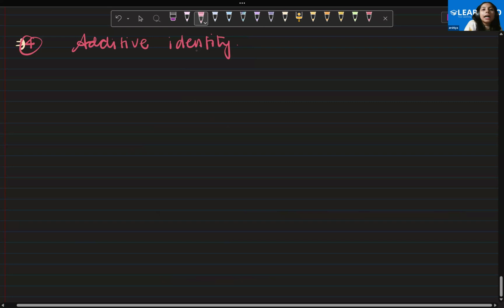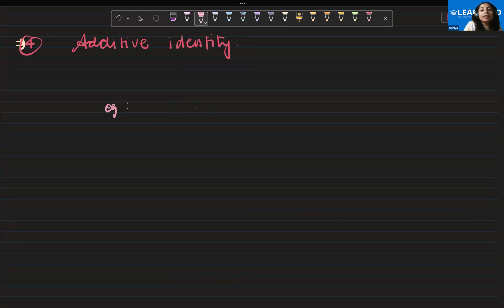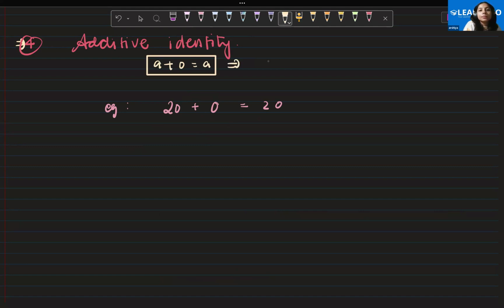So if I have, let's say, 20, what should be the additive identity so that the number does not change? 0. It's very easy, guys. Yes, very good. So 0 should be the additive identity. So a plus 0 is a. So it's the same as multiplication, but the multiplicative identity is 1, whereas 0 is the additive identity.